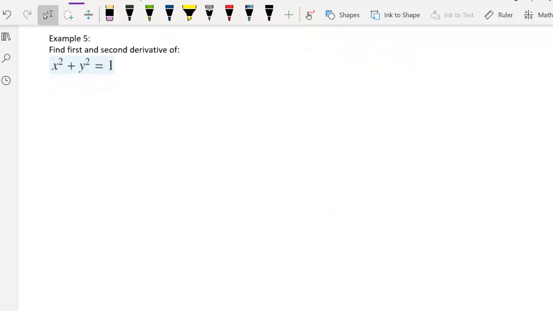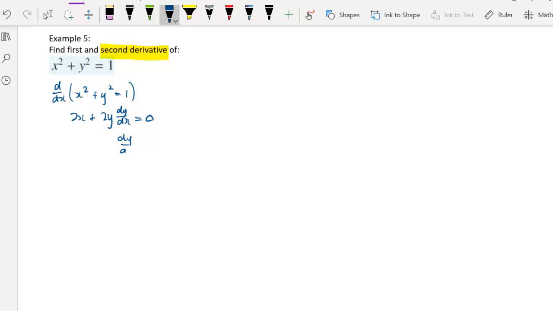Okay, so this is the last example, and we're taking a little bit of an extra step here. We're looking at the second derivative. So we'll step this out. We've already looked at this first derivative, but we'll do it again quickly. d/dx of x squared plus y squared is equal to 1 will be 2x plus 2y dy/dx is equal to 0. Subtract 2x, divide by 2y. So we have negative 2x on 2y, and our dy/dx is equal to negative x on y. So that's nice and straightforward.